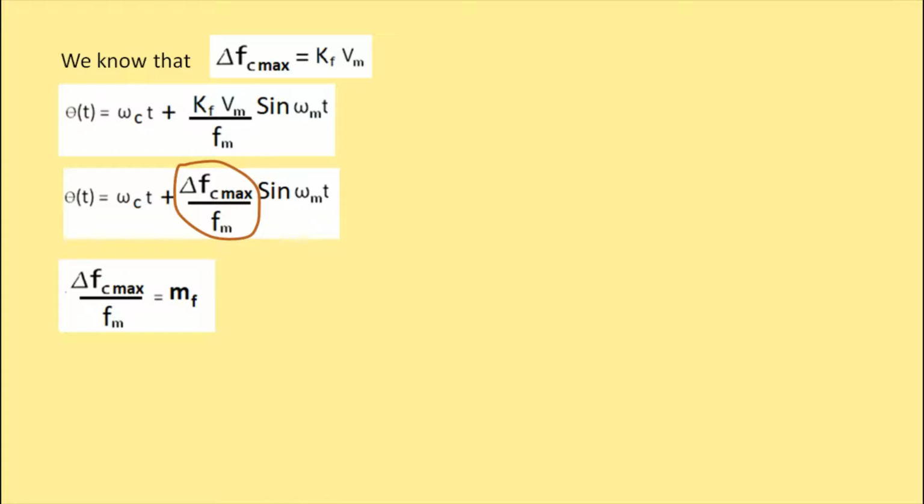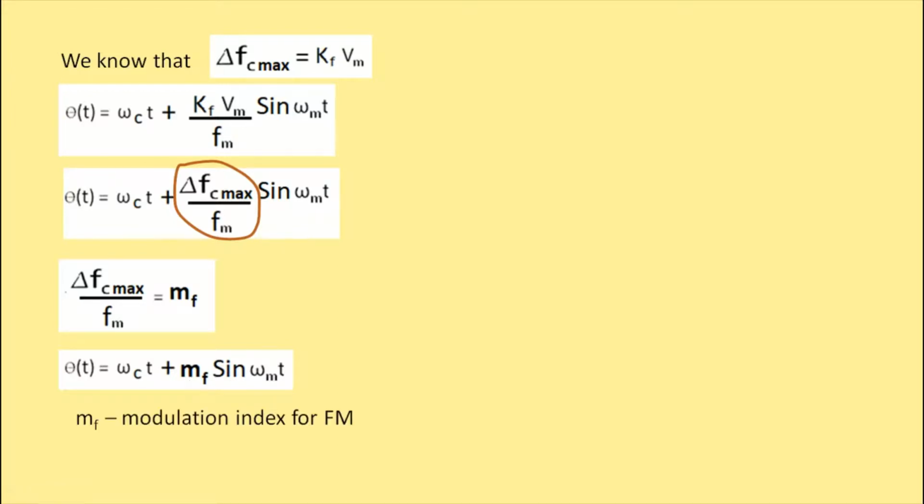So substituting this MF onto the above equation, I will get theta of t as equal to omega ct plus MF into sine omega mt. Now what is this MF? MF is nothing but the modulation index for FM. If you remember, the modulation index for amplitude modulation, that is for AM, the symbol we used was M with a subscript of A. Now here we are using M with a subscript of F, indicating this F as for frequency modulation.